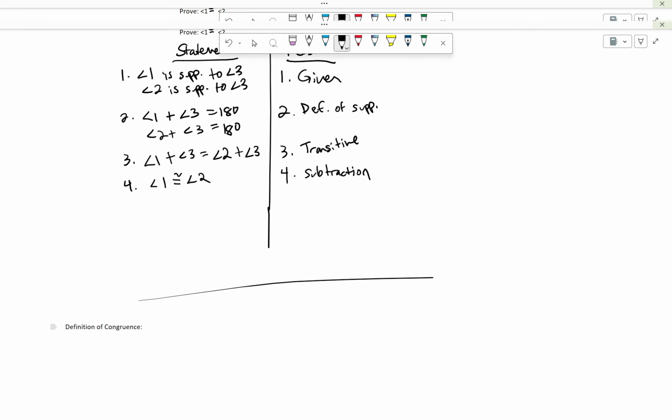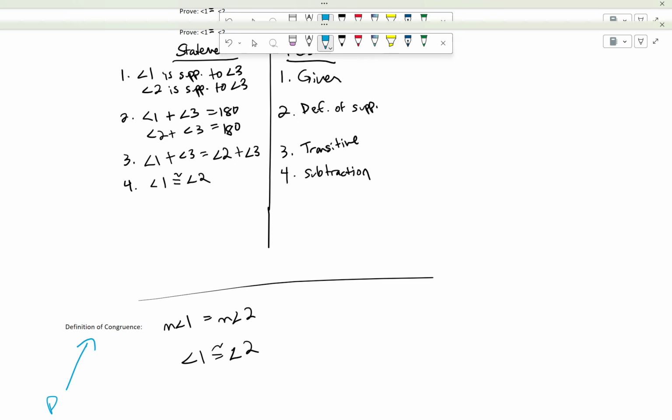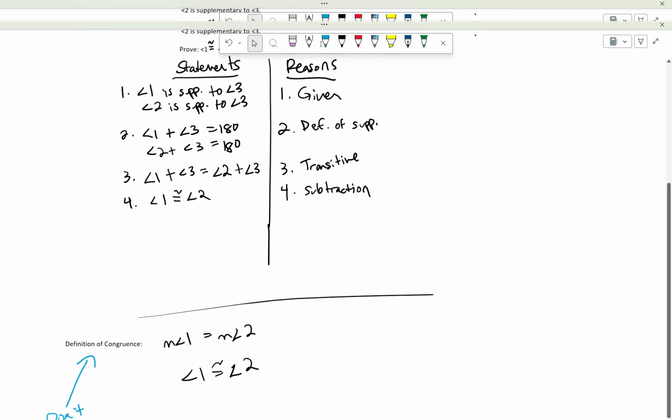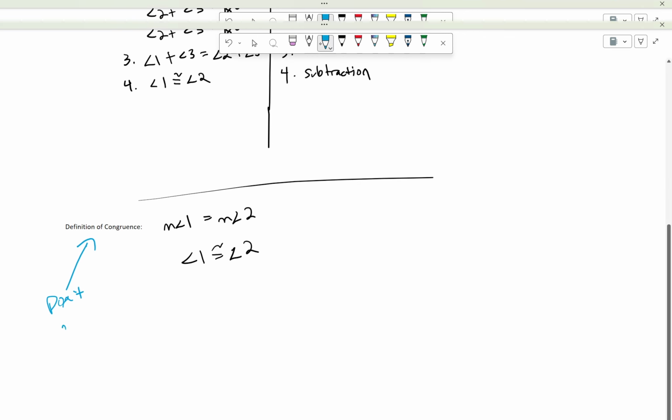It's saying that when the measure of angle 1 is equal to the measure of angle 2, angle 1 is congruent to angle 2. Now, gentlemen, this is what I want to show you: you will not use this. You're never going to cite this in our course.